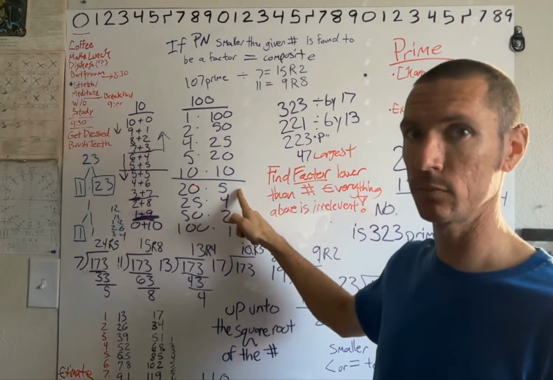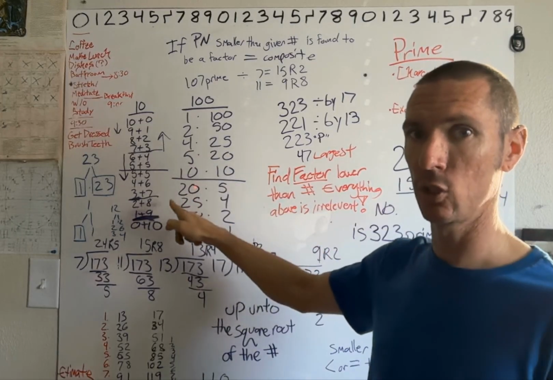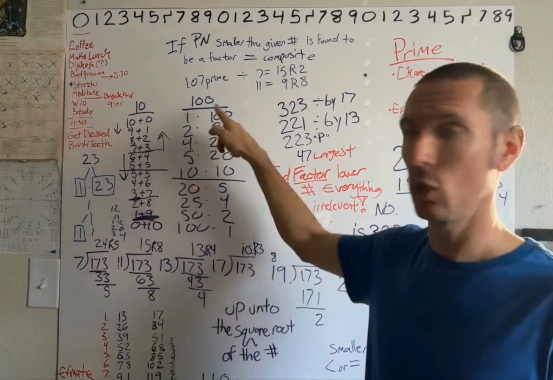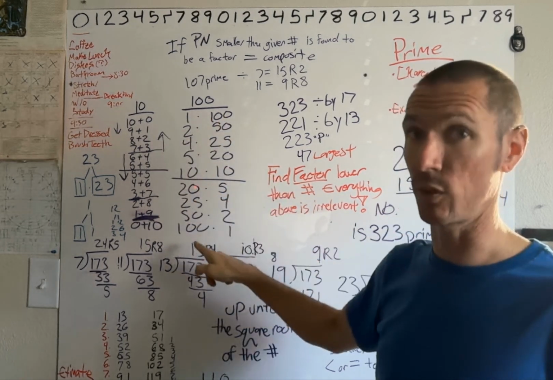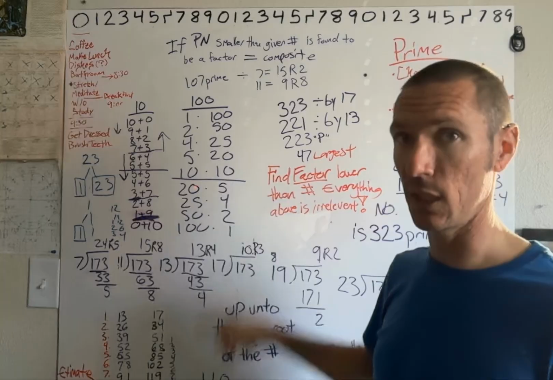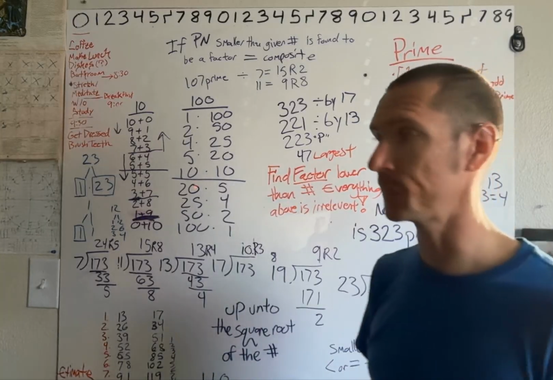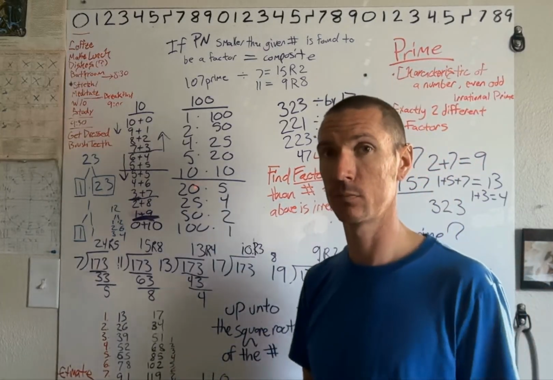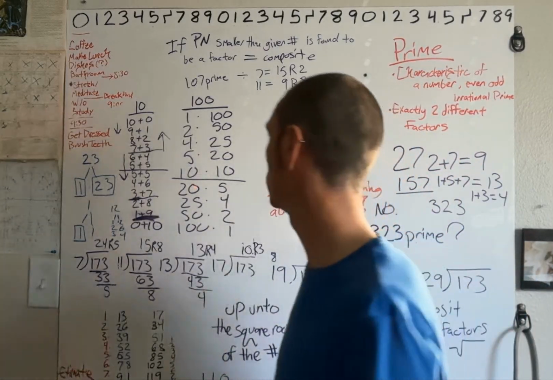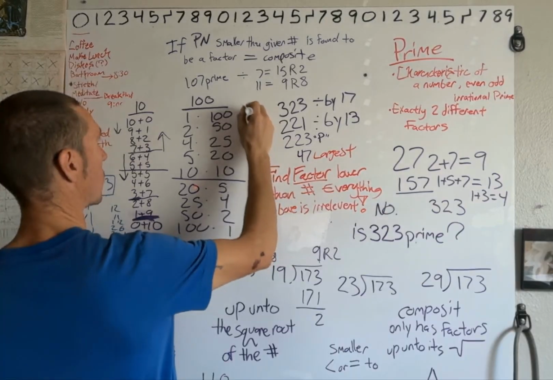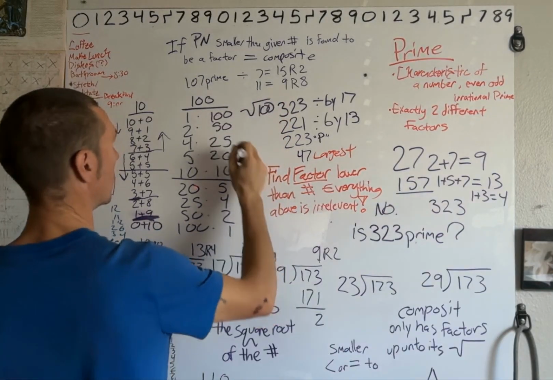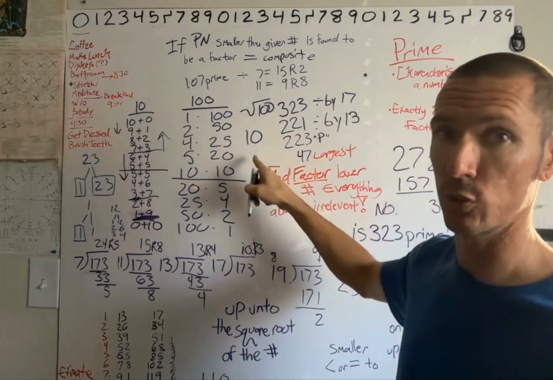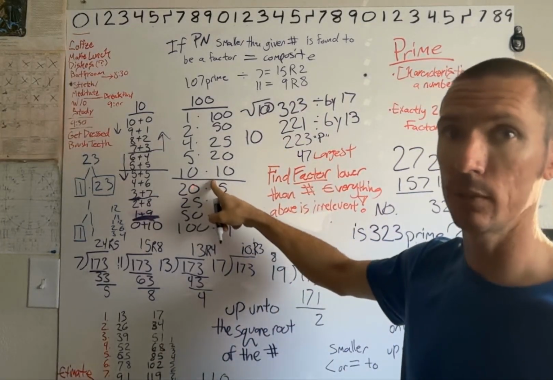20 times 5 is 5 times 20. 25 times 4 is 4 times 25. Like, we don't have to keep on listing the multiples or the factors after we hit the halfway point. Well, what's the halfway point when it comes to multiplication? It's the square root. Because the square root of 100 is 10. So 10 is our halfway point.